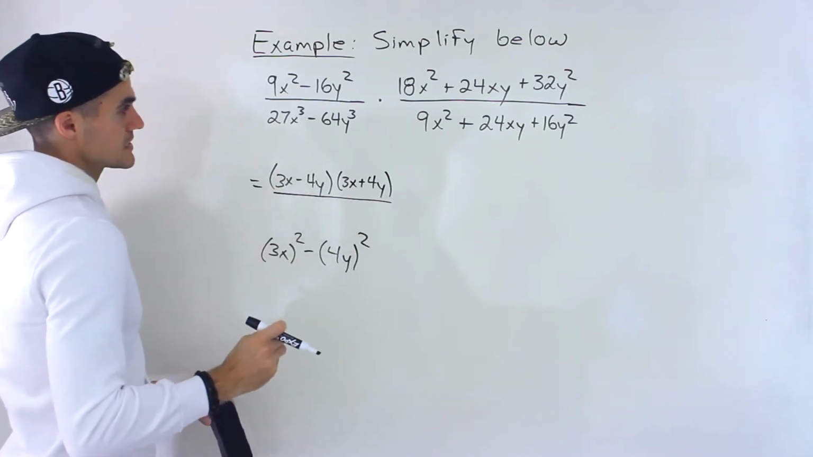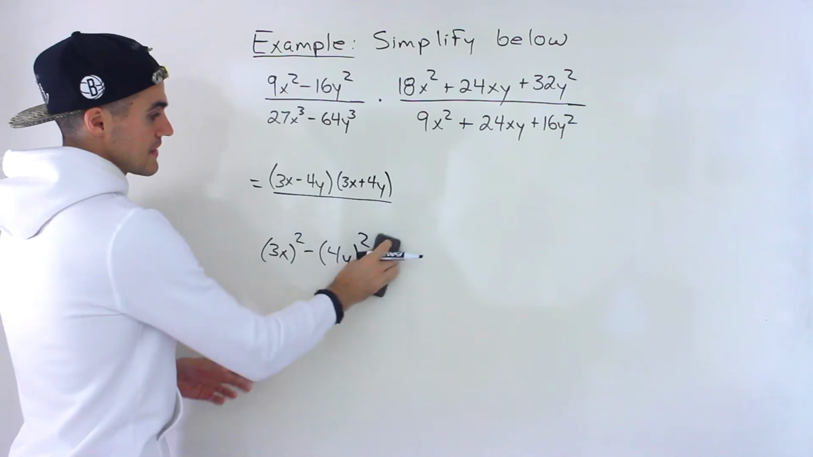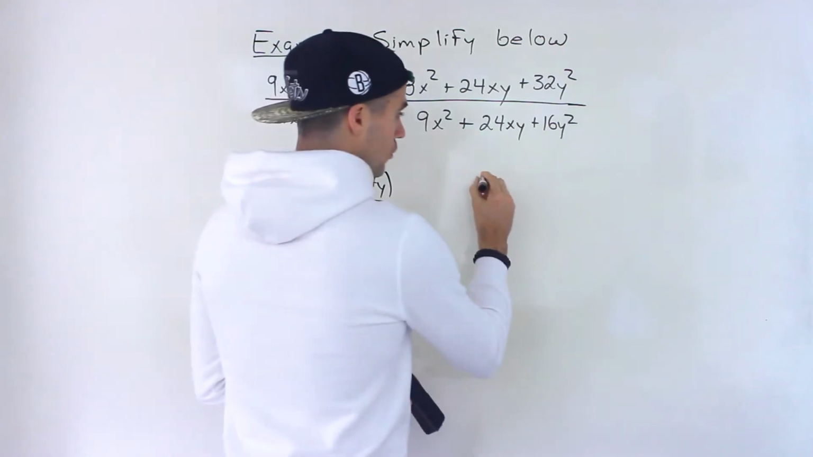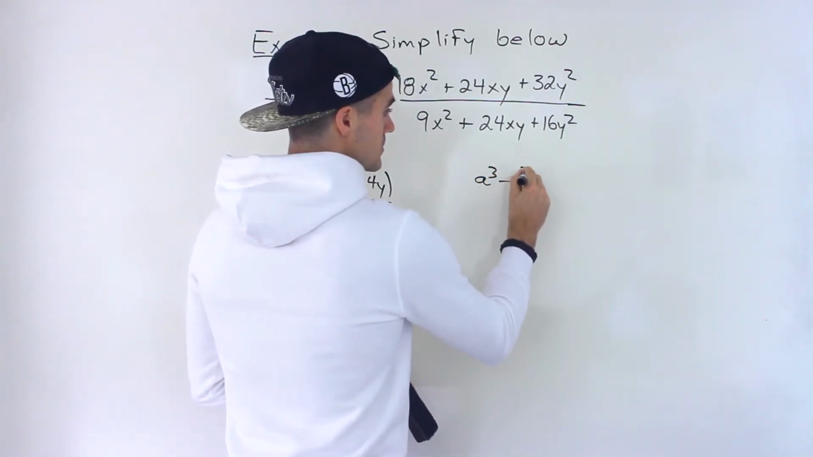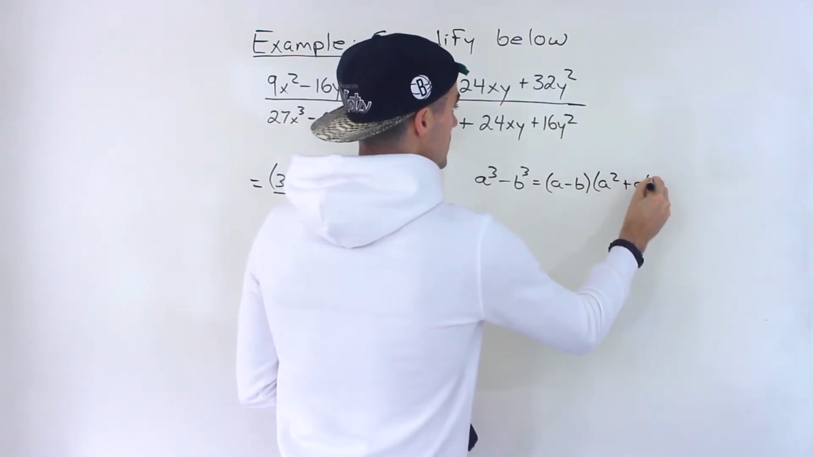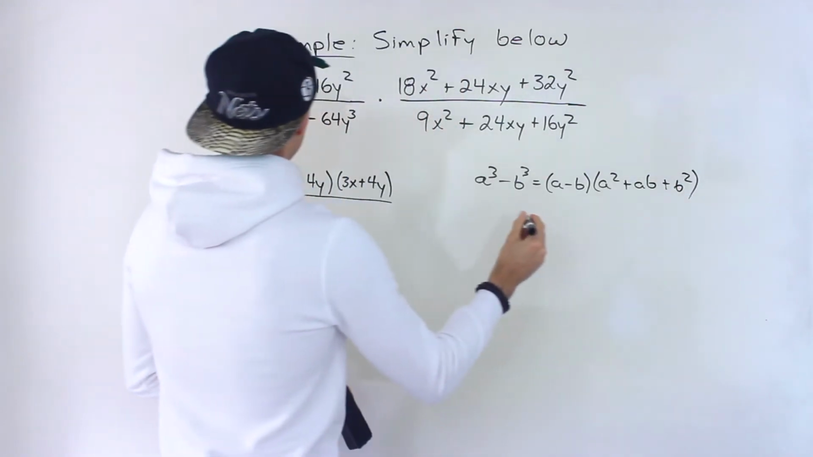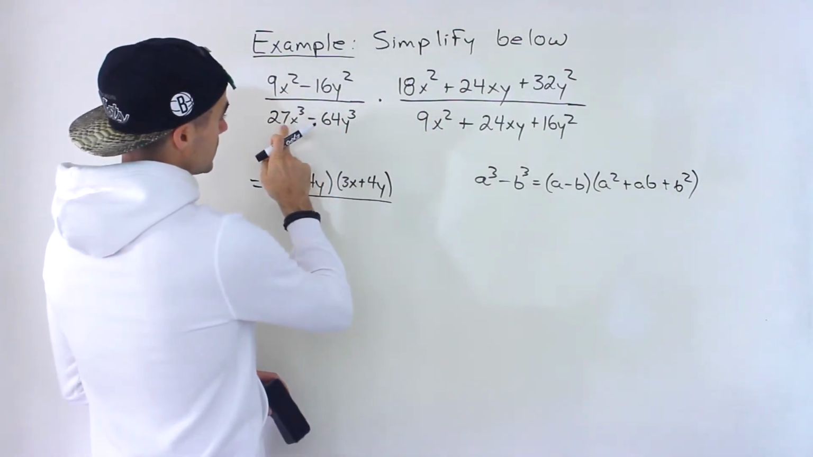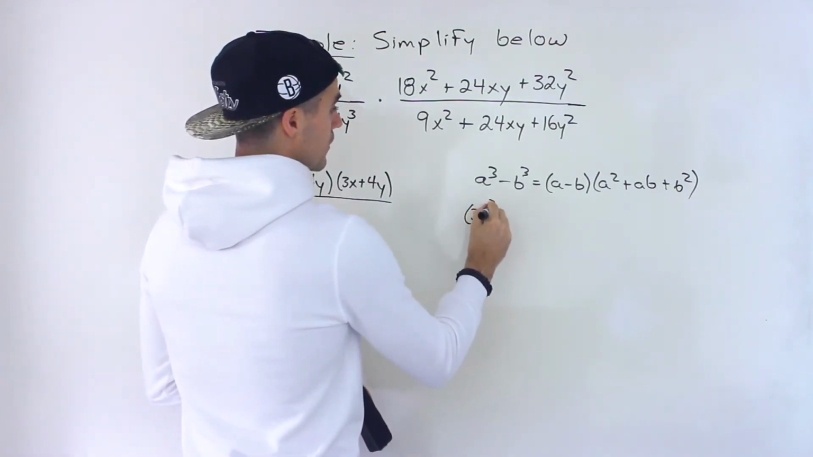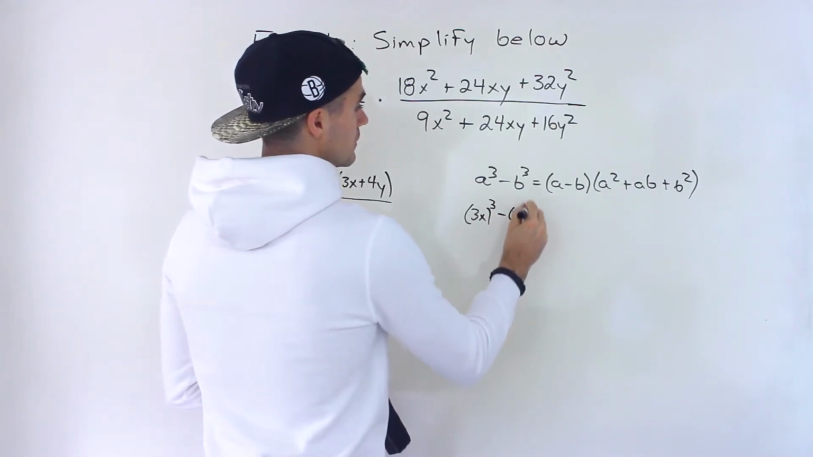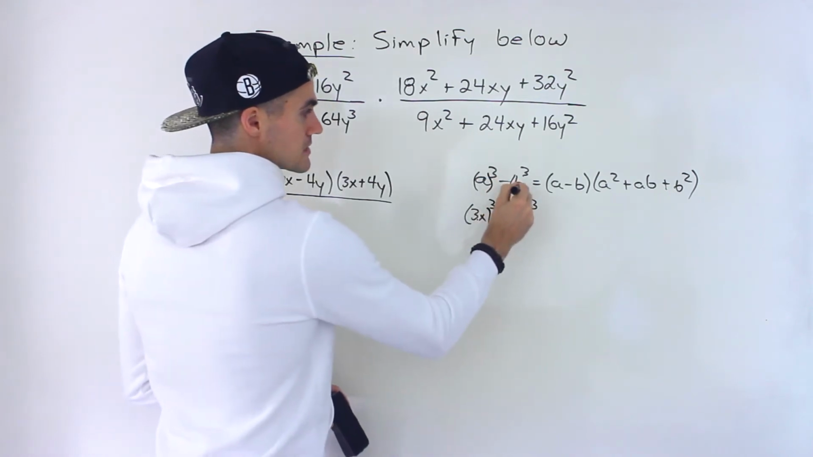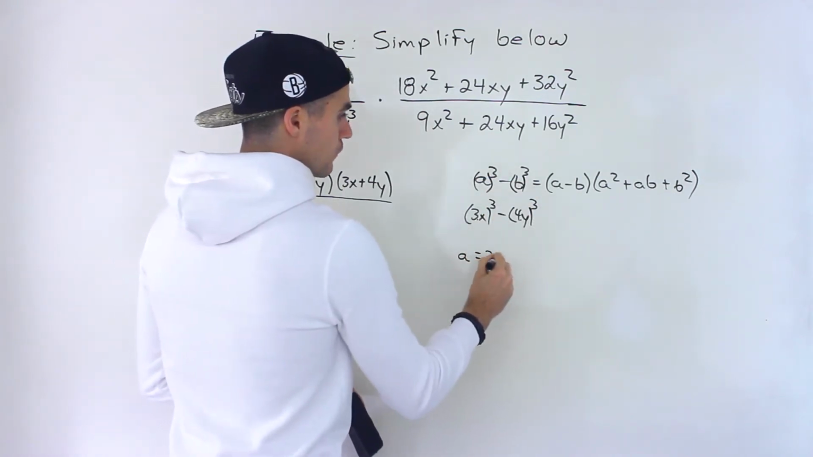And then we have 27x cubed minus 64y cubed. Notice that that is a difference of cubes. If you remember, the general formula for a difference of cubes is a cubed minus b cubed, and that's going to be (a minus b)(a squared plus ab plus b squared). We can rewrite 27x cubed minus 64y cubed as (3x)^3 minus (4y)^3, like that. So the a is 3x and the b is 4y.